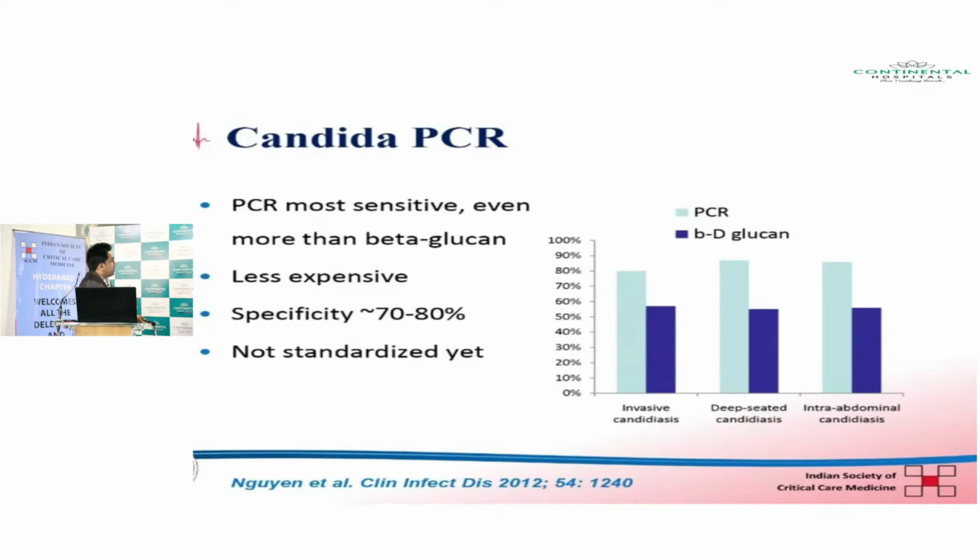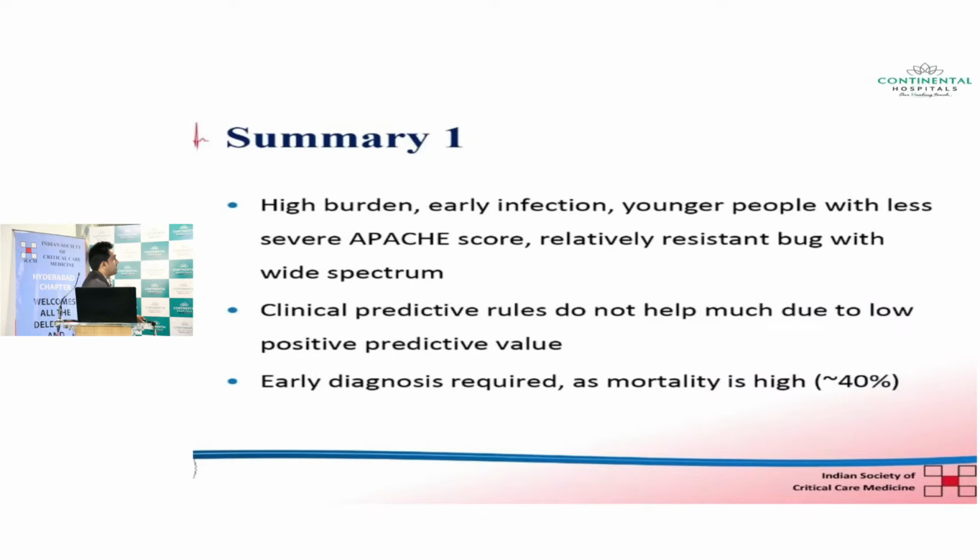Candida PCR is more sensitive compared to beta-glucan, is less expensive, and is highly specific, but it lacks standardization. So the summary of this diagnostics section is that we have a high burden, early infection, and a younger population affected with lower APACHE scores. We have a wide variety of Candida species. Predictive rules do not help much due to low positive predictive value.